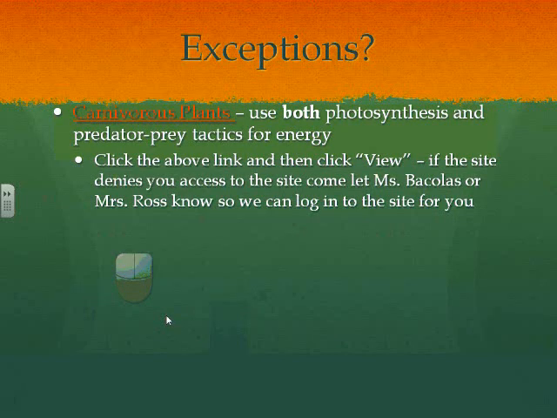So our exceptions to photosynthesis: carnivorous plants, always what you guys think of. Venus flytrap, a pitcher plant. There are plants out there that don't use photosynthesis as their sole method of getting the nutrients that they require. We do have carnivorous plants. They prey on other living things. You can click on the link and watch a nice little video that gives you more information.